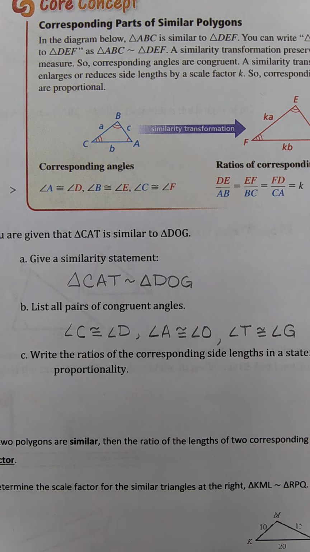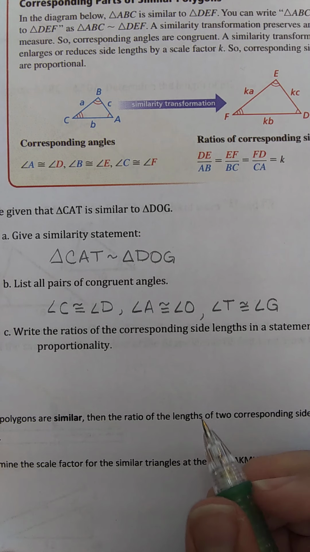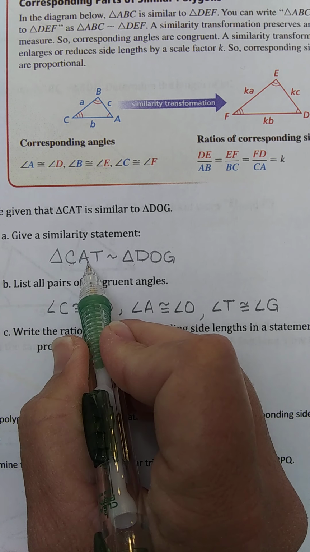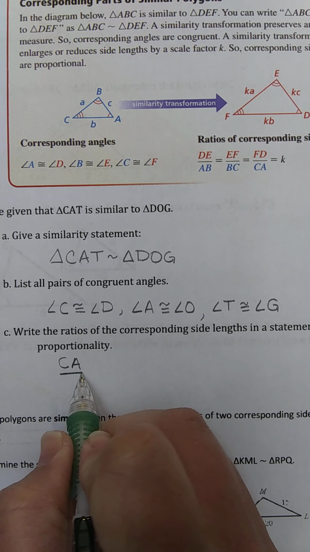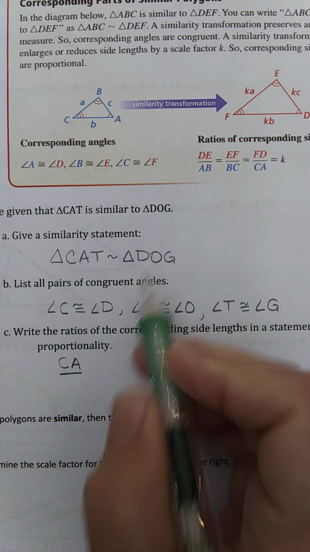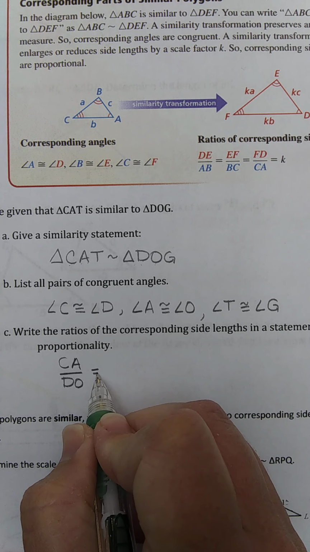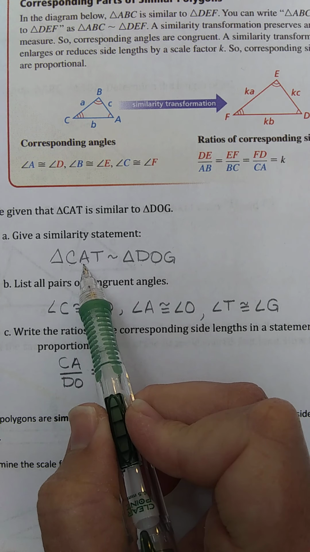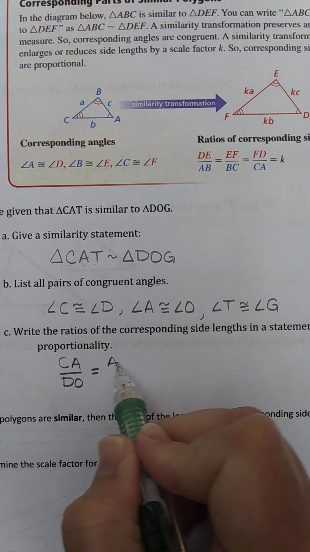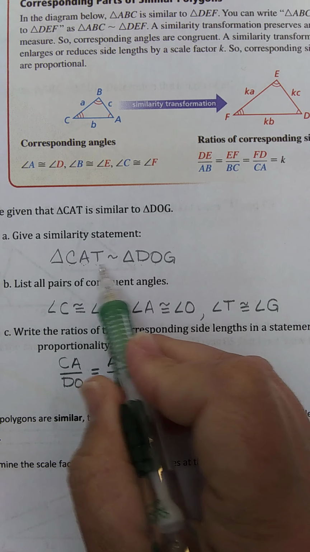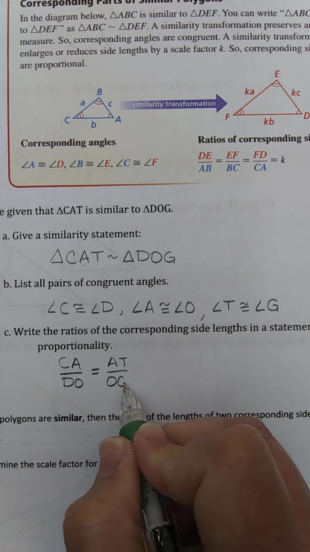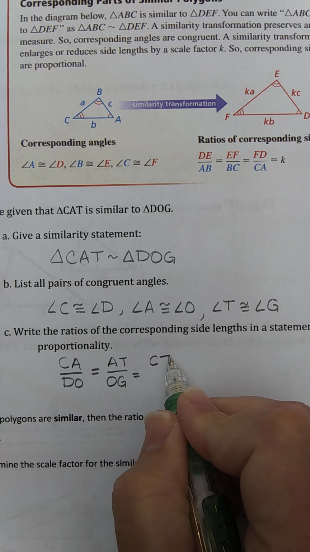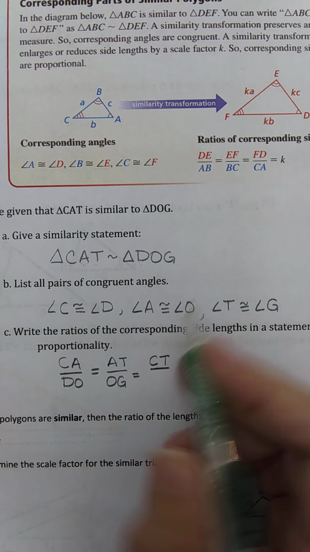And then it asks us to write the ratios of the corresponding sides. So let's take a look at triangle CAT. One of those sides would be the first two letters, CA. So CA. And that's going to correspond to the first two letters here, DO. And proportionality statements are equals. Okay. Then another side of CAT would be AT. AT. And that's going to correspond with the last two letters over here, OG. And then the last side would be CT, the first and last. And that's going to correspond with DG, the first and last.